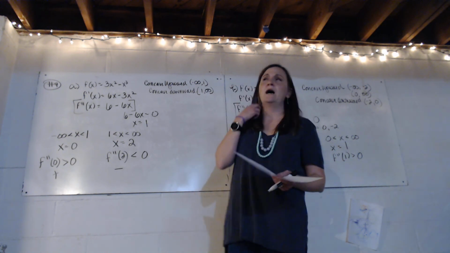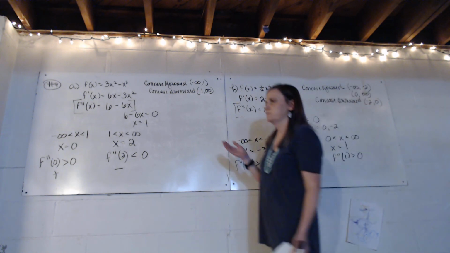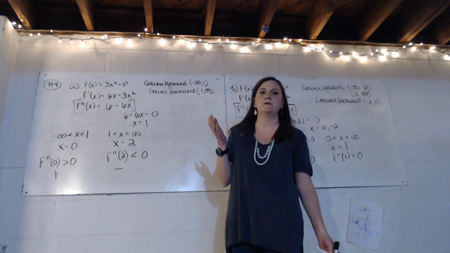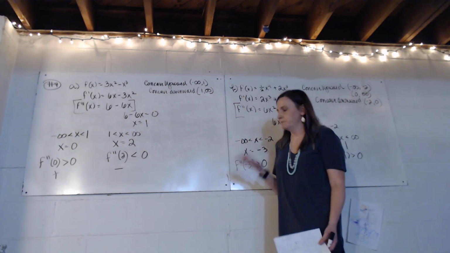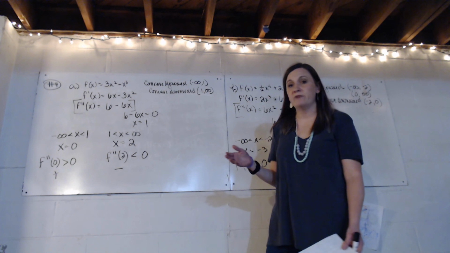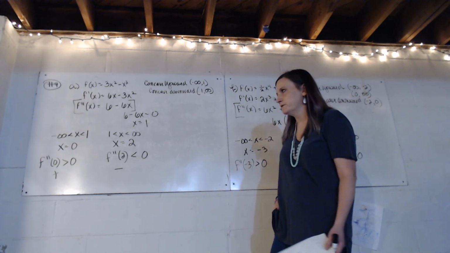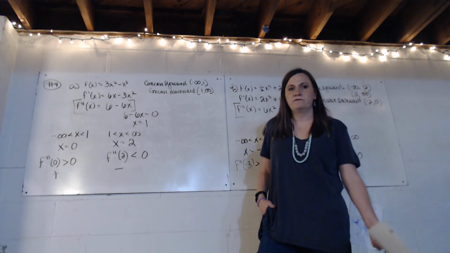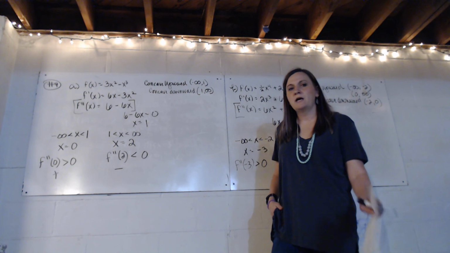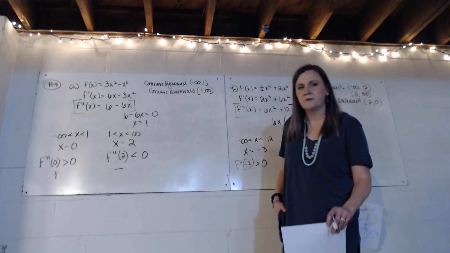Now, what about finding those absolute or relative maximum and minimum values? To find minimum and maximum values, you can use the first derivative test, or you can use the second derivative test. On these two, I'm going to use the second derivative test because I've kind of got it set up here. But then I'm going to come back and use the first derivative test to prove my point on one of them. Okay.